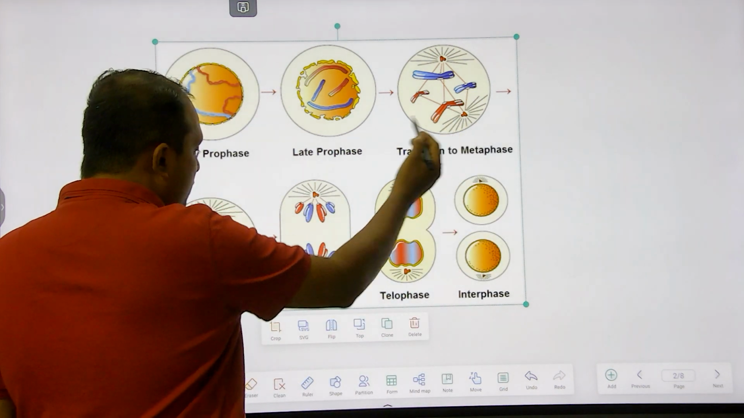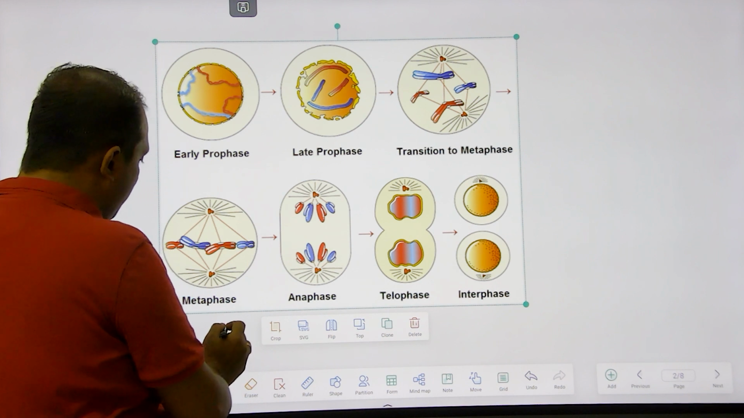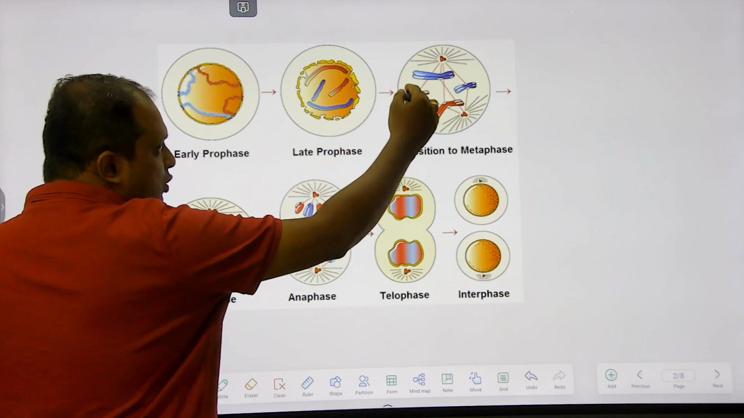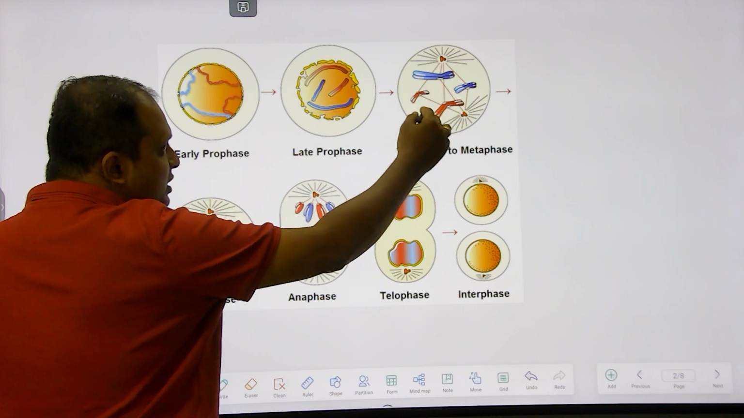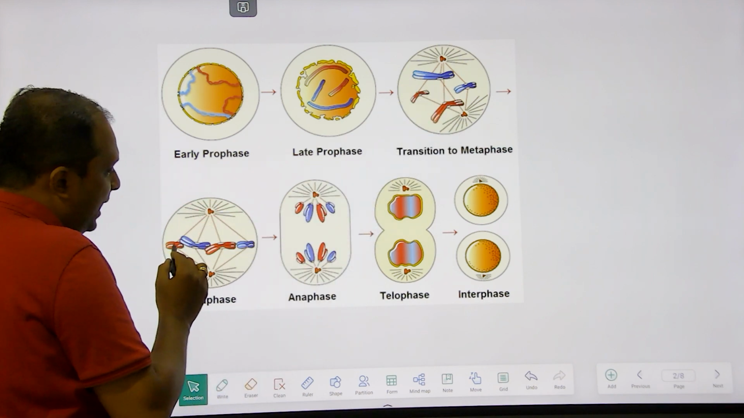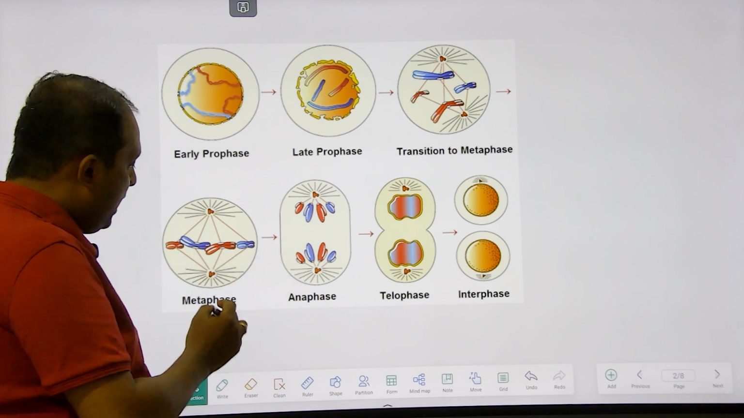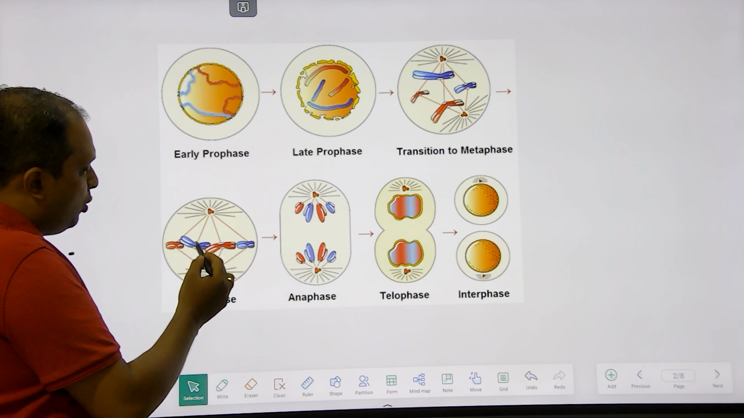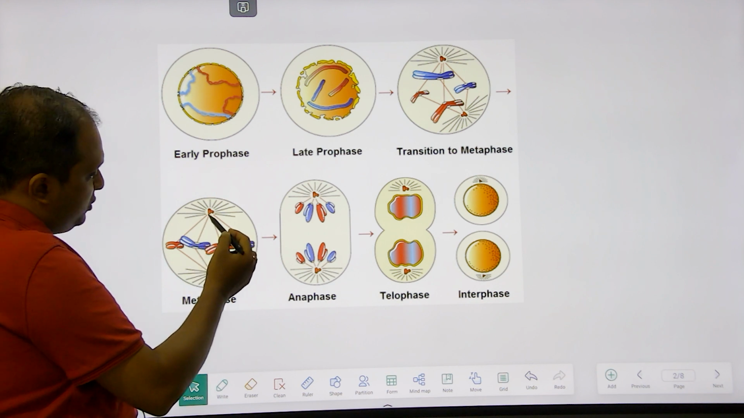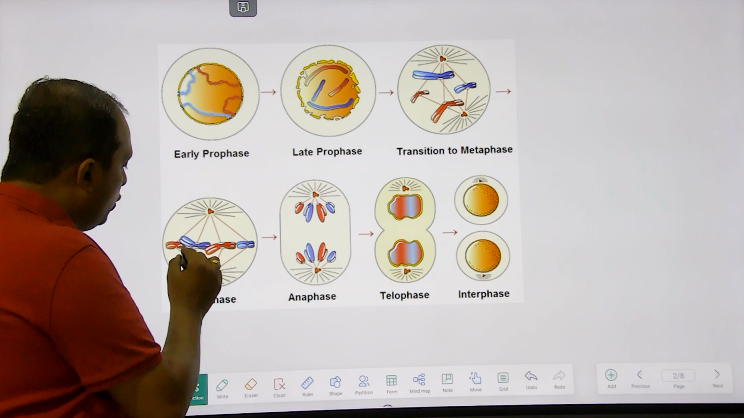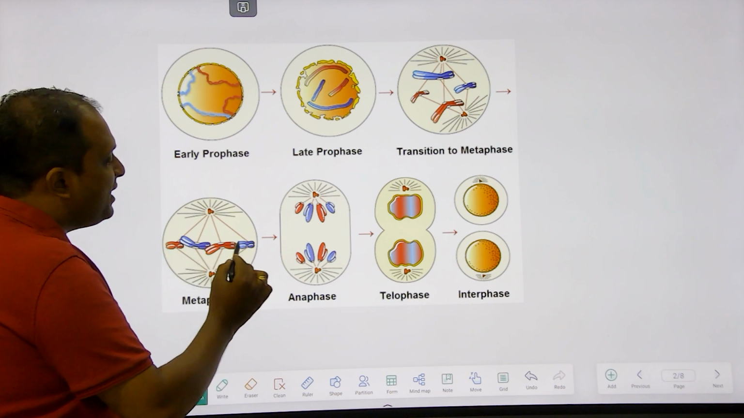From here you shift your focus to the metaphase. You will see that the condensed chromosomes, which were arranged here and there, have aligned in a straight line, which is called the equatorial plane. Each and every chromosome, as I said, is attached with the spindle fiber from both centrioles through the kinetochores, and you call this the metaphase plate.